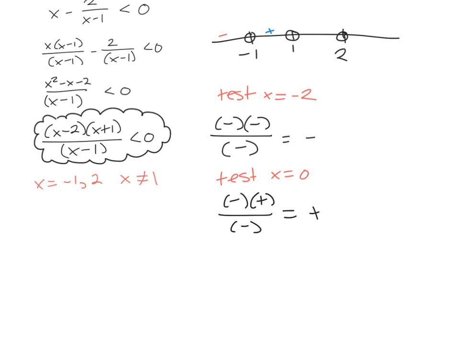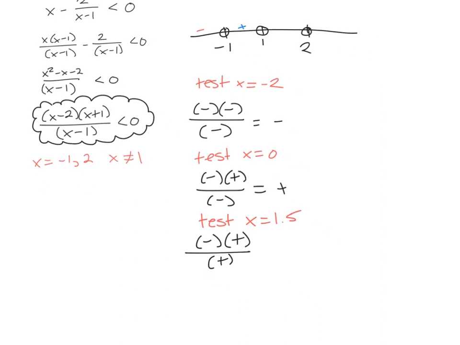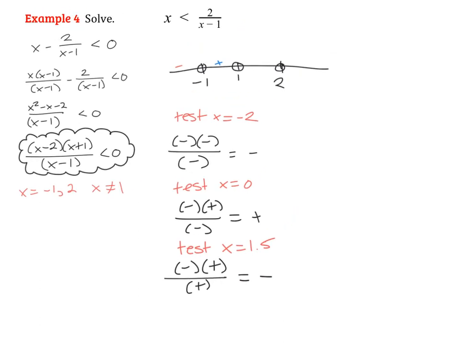Let's test between 1 and 2. Let's test x equals 1.5. If I have 1.5 and I'm taking away 2, that's negative. This will be positive. And this will be positive because 1.5 minus 1 will still stay in the positive realm. Here we have an odd amount of negatives, so our result is negative.